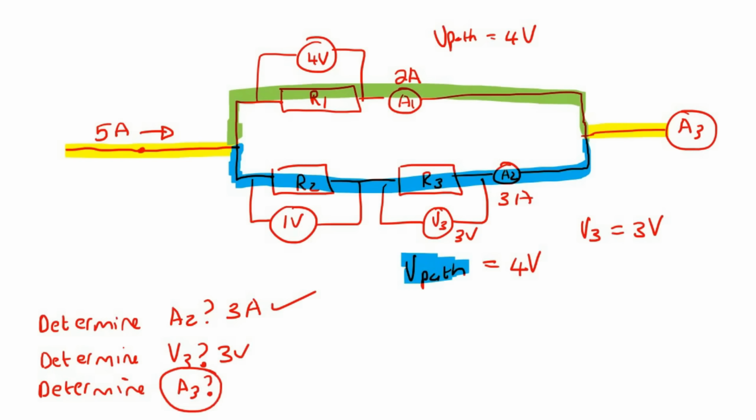This question here says, what is A3? Well, A3 is over here. So what happens is that the 5 amps enters, 2 amps went this way, 3 amps goes this way, and then it all comes together again over here and then carries on as 5 amps. Remember, in series, current stays the same. So that would be 5 amps.